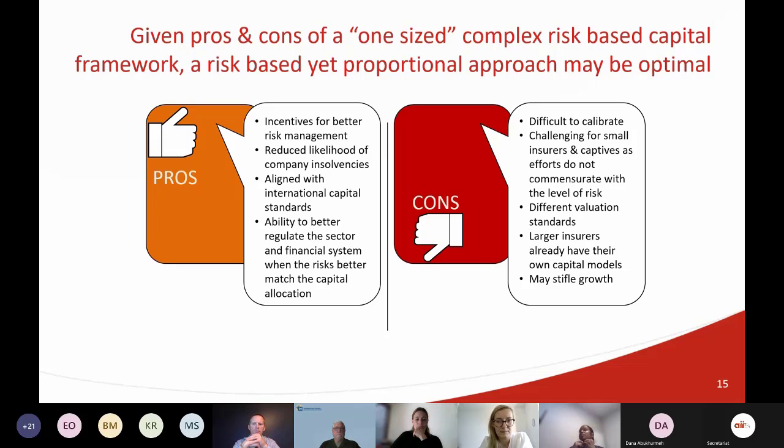Some of the cons are that it can be difficult to calibrate, and it's challenging for small insurers and captives as efforts may not be commensurate with the level of risk. There are different valuation standards. Large insurers already have their own capital models and they want to stick to them, and they don't necessarily want to have to follow a simpler capital model just to do business in the environment. So we have some regulators that are playing with various demands and different risk profiles.